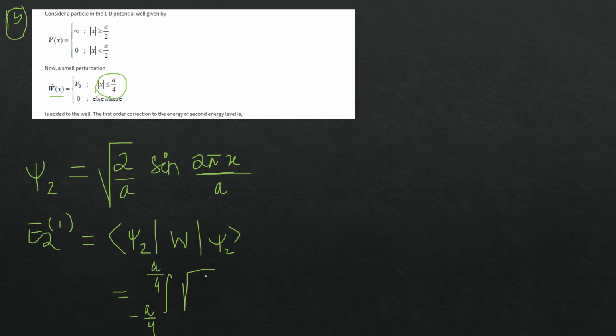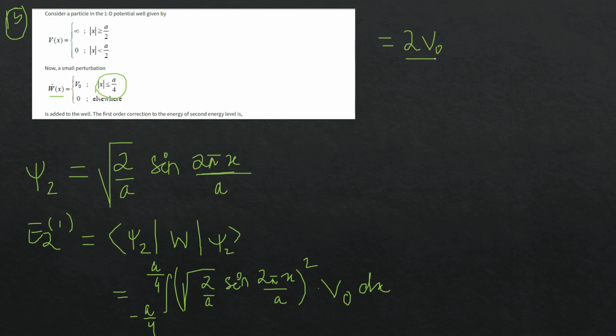So root over 2 by a sine 2 pi x by a, whole squared, into what? The potential is given as V naught, and that is your dx. So this becomes 2 V naught by a, integral from minus a by 4 to a by 4 of sine square 2 pi x by a dx.